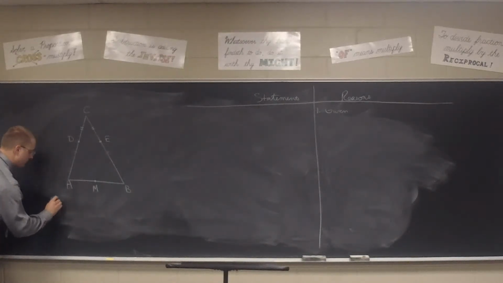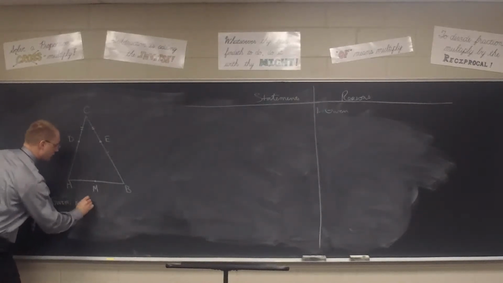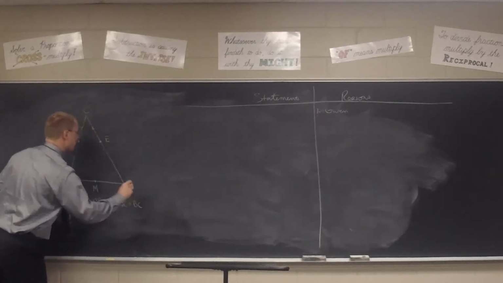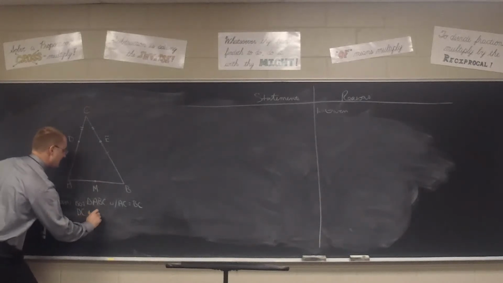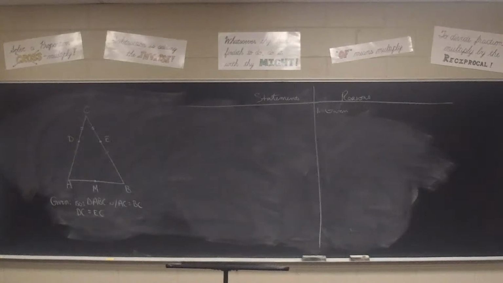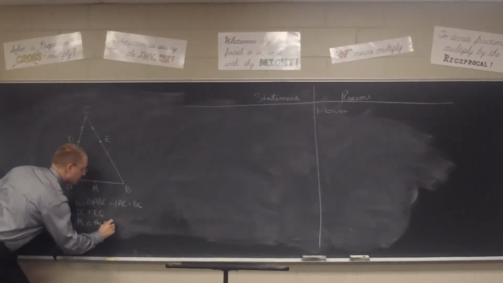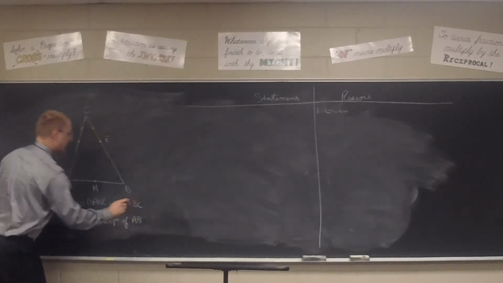Here's what we're given. We're given everything we just drew. We're given isosceles triangle ABC with AC equal to BC. We're given that DC and EC are equal, marked off points on AC and BC. We're also given that M is the midpoint of AB, the base.